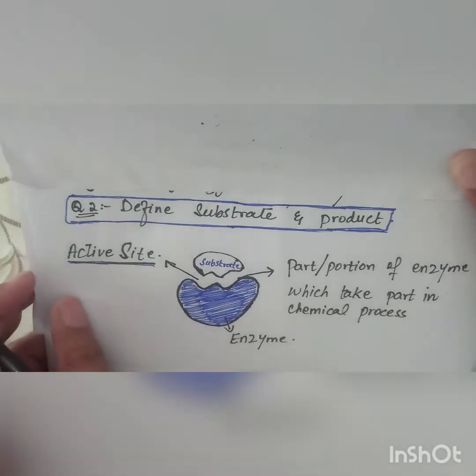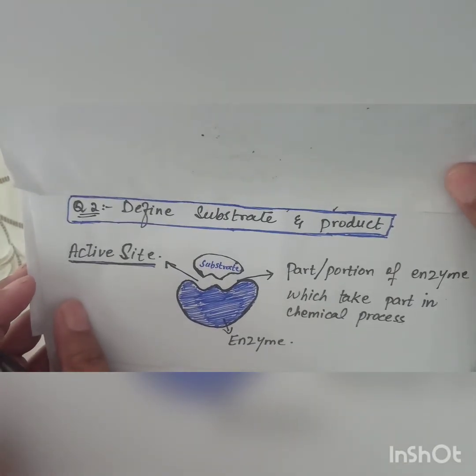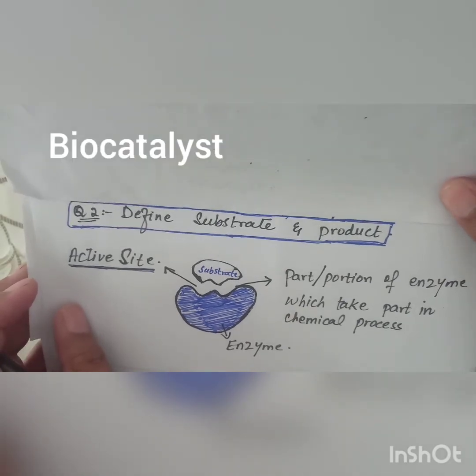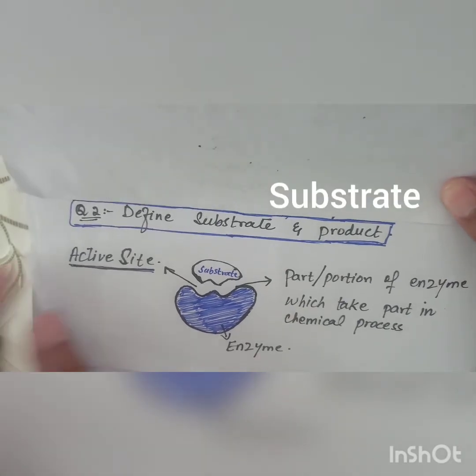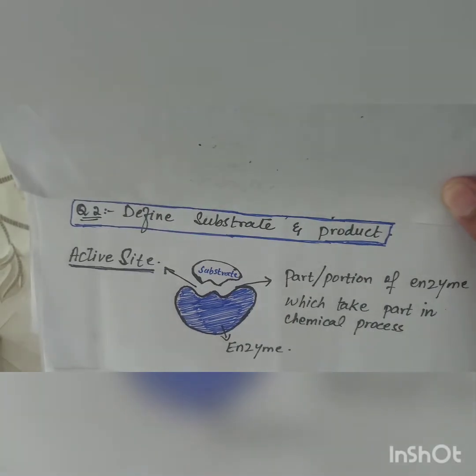After this lecture, let's start the recapitulation. We learned about the key terminologies: biocatalyst, substrate, product and active site.